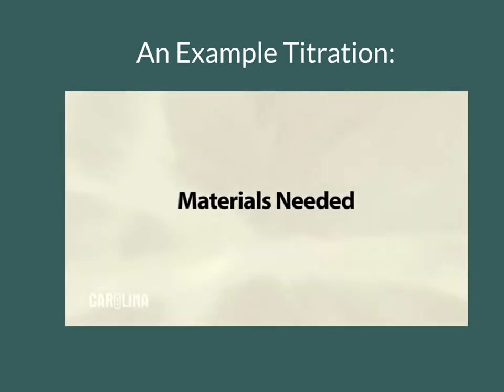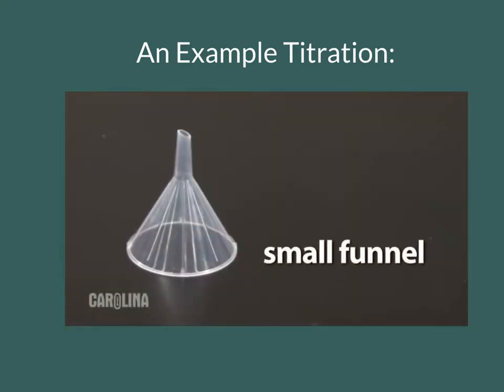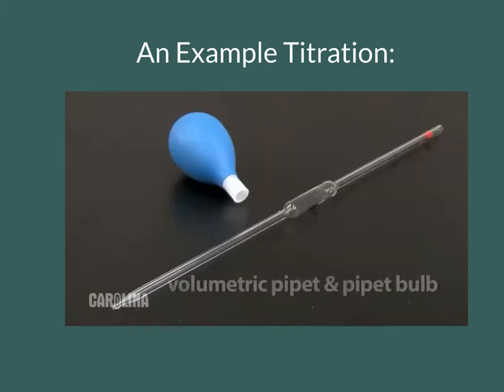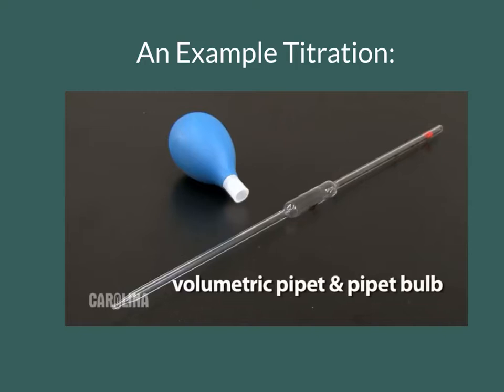Other materials you will also need include a small funnel to help you fill the burette, a 125 milliliter Erlenmeyer flask, which works best for titrations. The shape of the flask allows for more vigorous swirling than a beaker or other glassware and minimizes spill hazards. A volumetric pipette and pipette bulb to transfer a known volume of analyte to the flask.